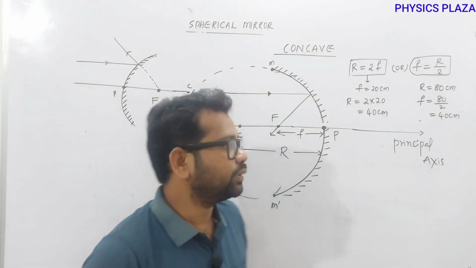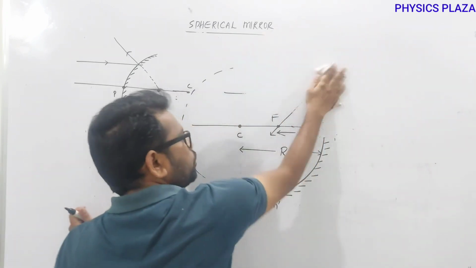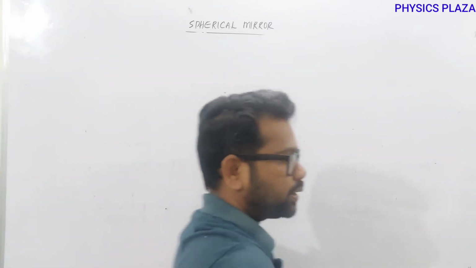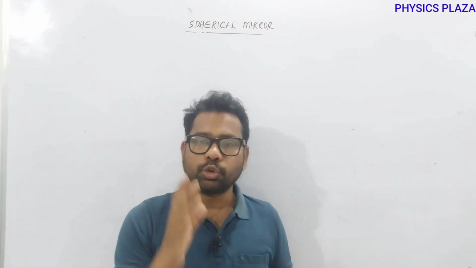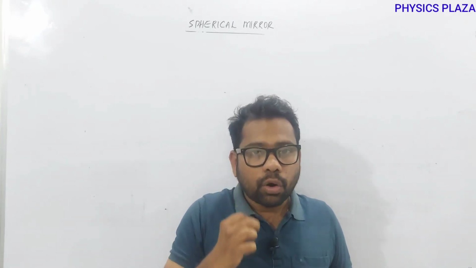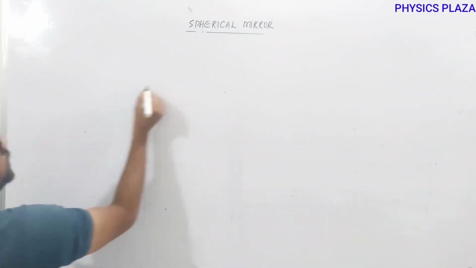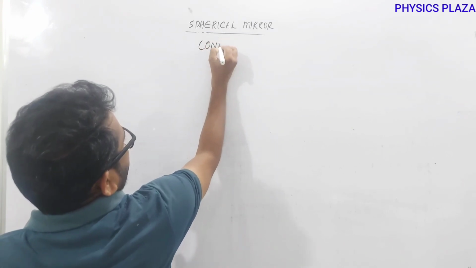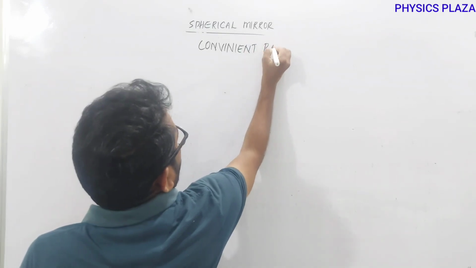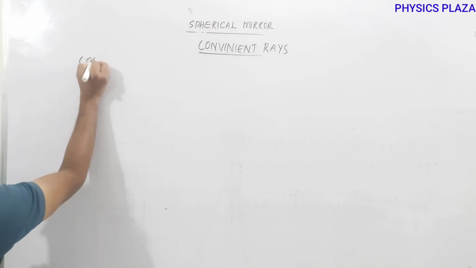Children, before going to discuss the image formation, that is, the characteristics of the image formed by either a concave mirror or a convex mirror, we need to learn the principal rays, that is, convenient rays, in order to make ray diagrams. Children, the minimum number of light rays required to make a ray diagram is 2. Okay, fine. Now let us see what those convenient rays are. We'll see them for a concave and a convex mirror. First we'll see concave.